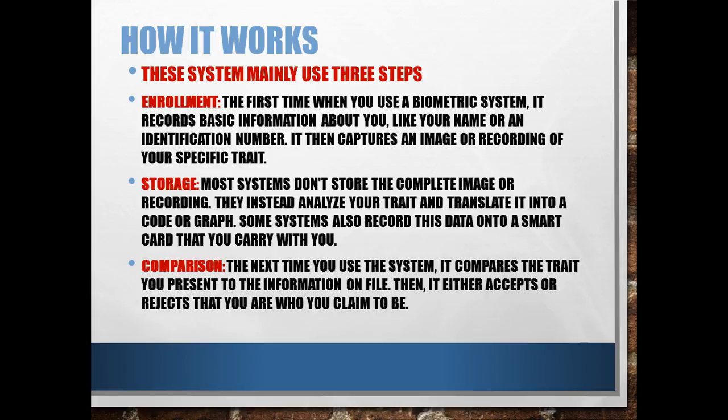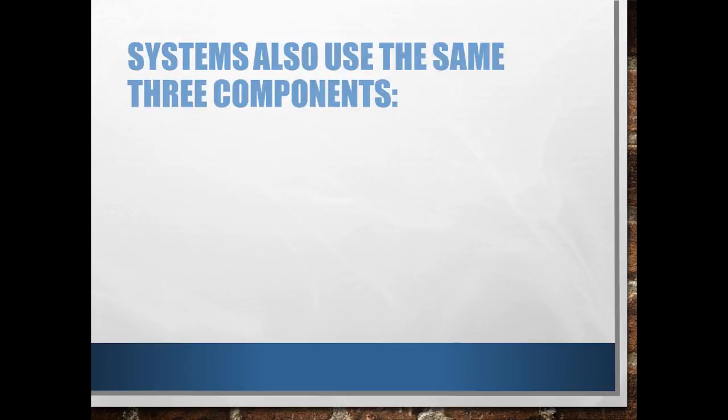When you use the system the next time, it takes the data and matches it to check whether you are the actual person or not. If you are not, then it rejects access to the system.